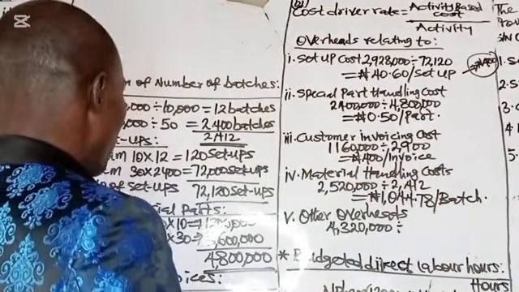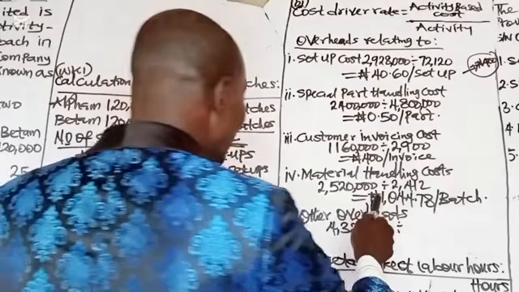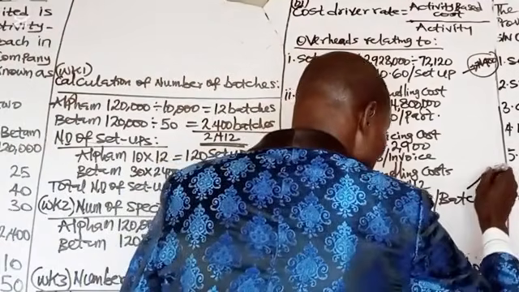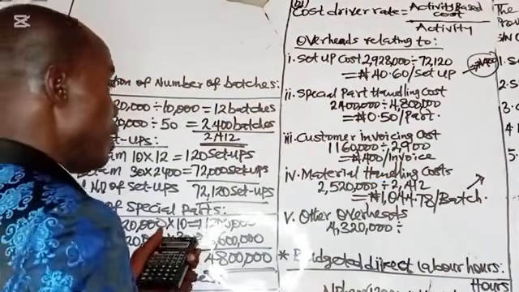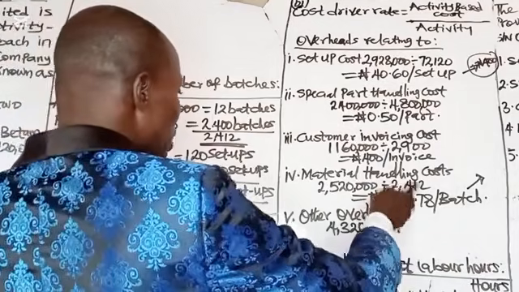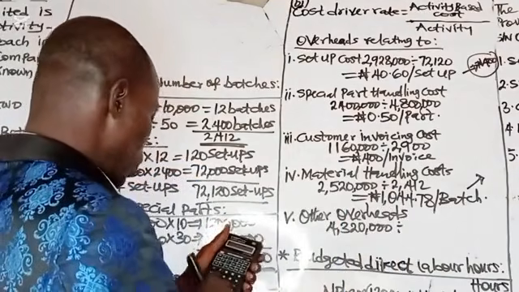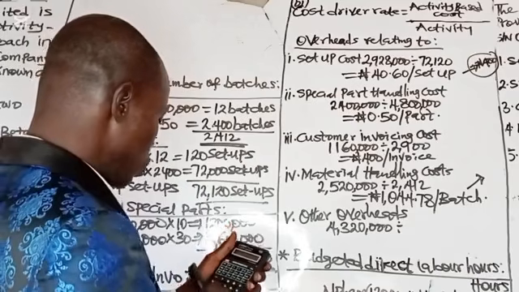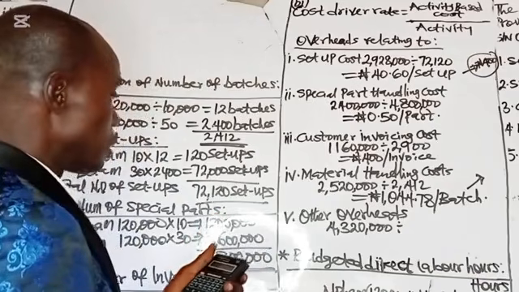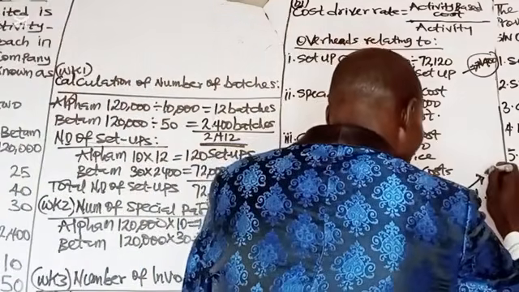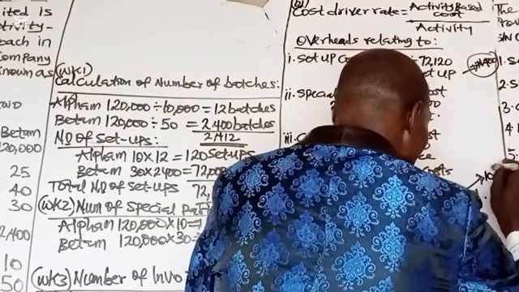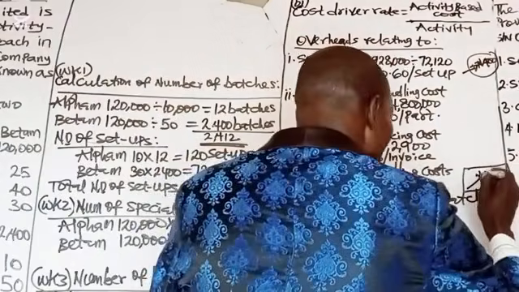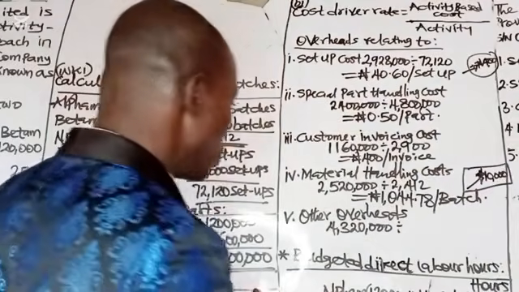But if the batch size for Betam is 500, this would have been 240 plus 12, which is 252. So you have 2,520,000 divided by 252. It would have given us 10,000 naira. That is what you will get. I want you to solve it and compare your result with that. It will have been 10,000 naira per batch. Please do that and compare it.